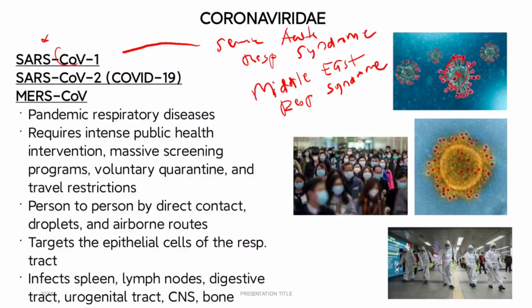So, person-to-person direct infection ito, by direct contact, pwedeng droplets, and airborne routes. So, Coronaviridae targets the epithelial cells of the respiratory tract. Kaya nga yung initial symptoms ng isang patient suffering from SARS, no, or COVID-19 or MERS, no, unang-unang tatamaan sa kanya is yung kanyang respiratory tract. Maaring upper respiratory tract, maaring lower respiratory tract, maaring both.